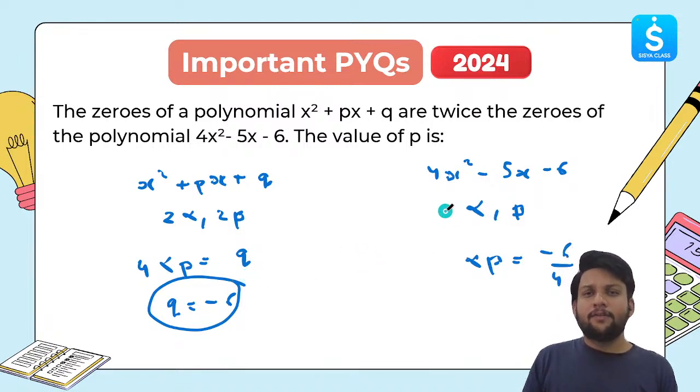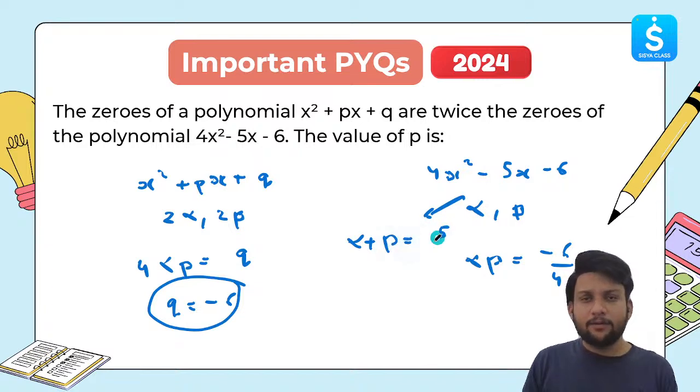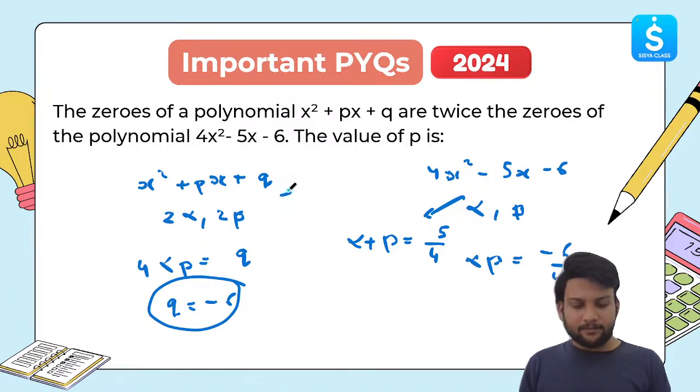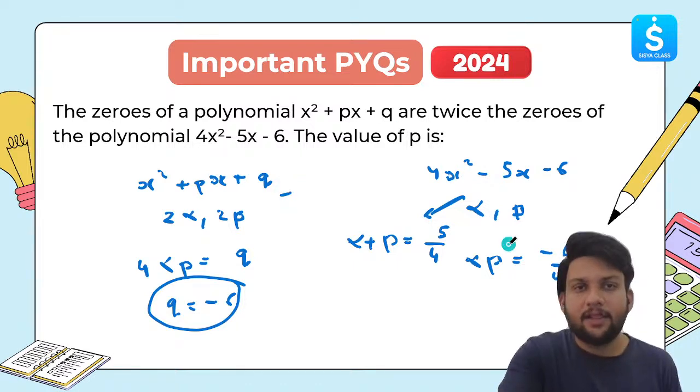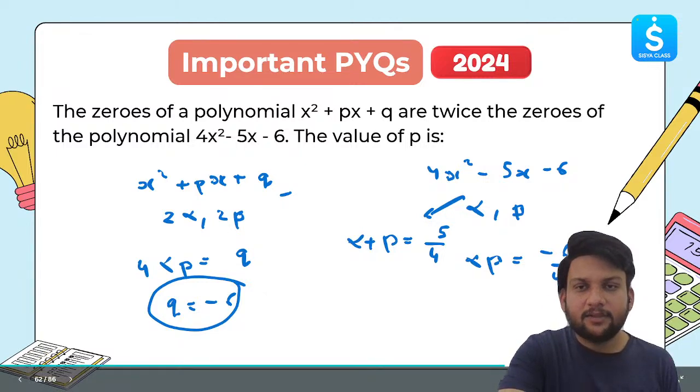So nothing to worry. What is the value of alpha plus beta here? Alpha plus beta is minus b by a, that is 5 by 4. And the q value we have already found. What is the value of q? Minus 6. So we'll just put it here and we'll get our answer. I hope it is clear up till now. Yes or no?